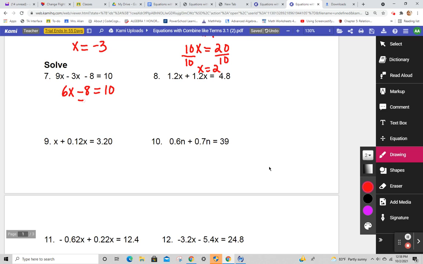Now let's add 8 to both sides. So we'll have 6x equals 18. Divide both sides by 6, and x equals 3.